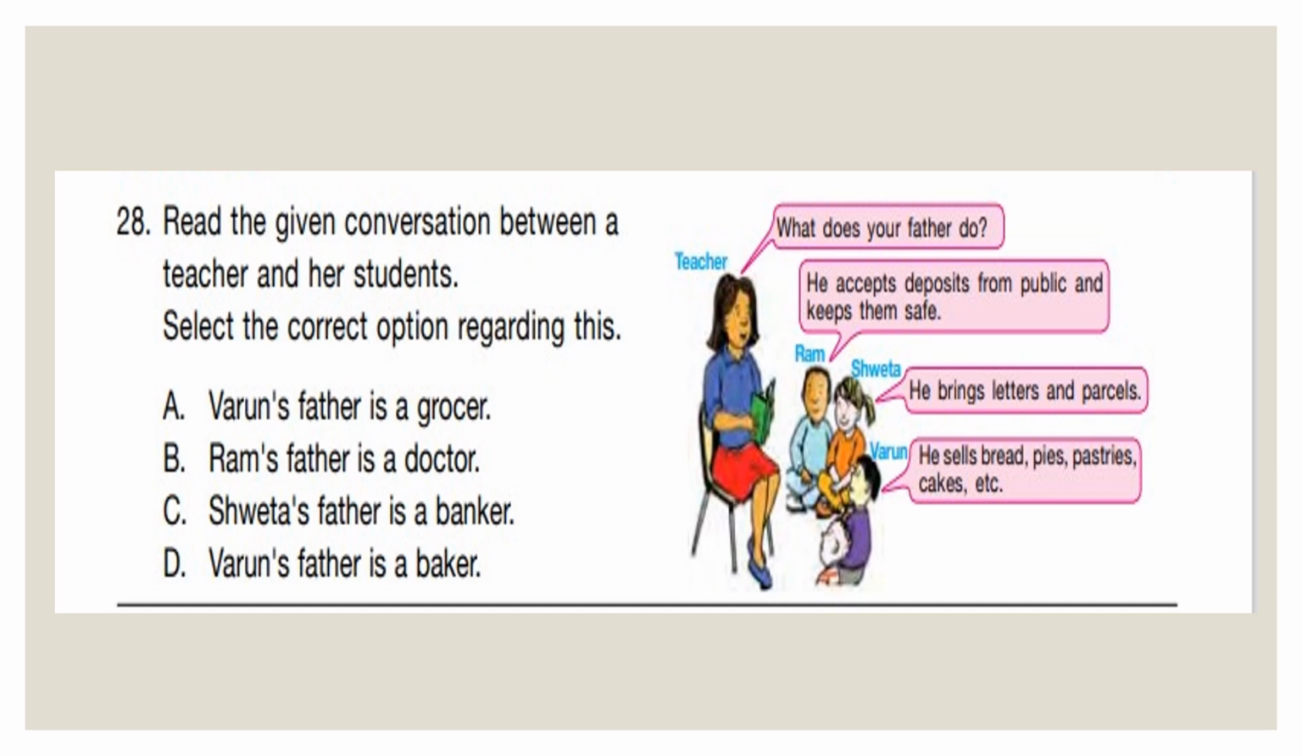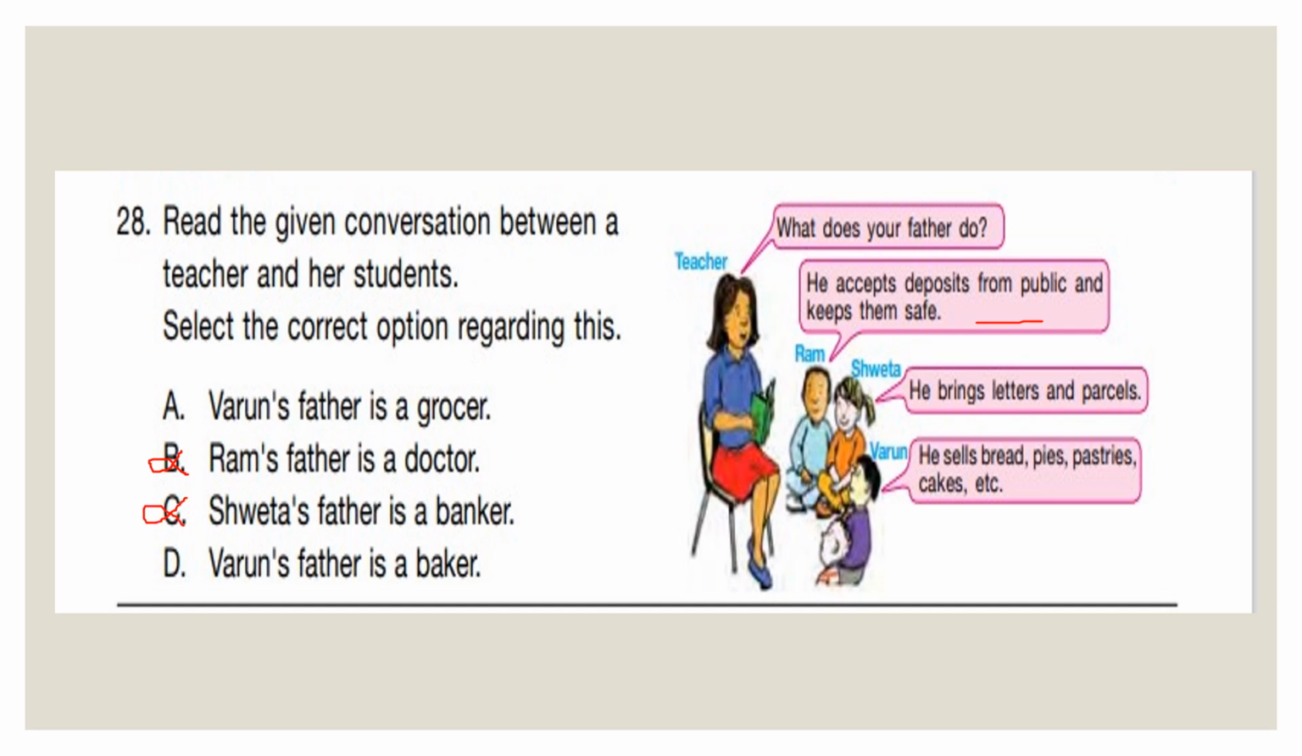Teacher, what does your father do? Ram said, he accepts deposits from the public and keeps them safe. That means Ram's father is a banker. And in option B, Ram's father is a doctor. This is incorrect. Shweta said, he brings letters and parcels. That means Shweta's father is a postman. So, option C, Shweta's father is a banker, is incorrect.